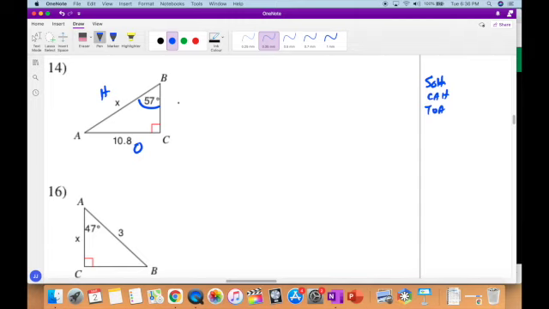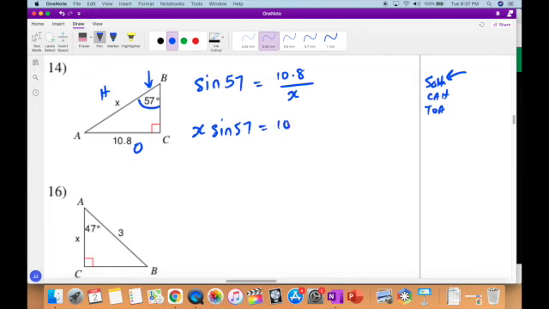Hello? Yeah. Right. So with sine now, we're going to use sine. We have the angle there. So we're going to have just the sine of 57. Right? And that is equal to opposite over hypotenuse. So the opposite is 10.8 over the hypotenuse, which is x. That's what we want to find. So now we have to make x the subject of the formula. We're just going to throw the x across. So it'll be x multiplied by sine of 57 is equal to 10.8.